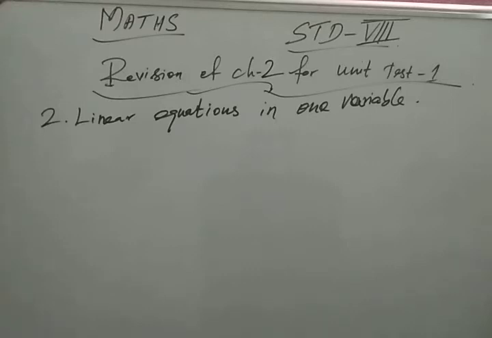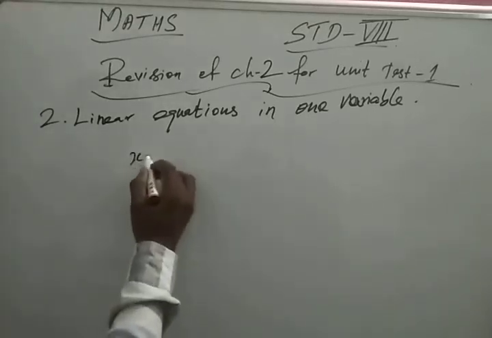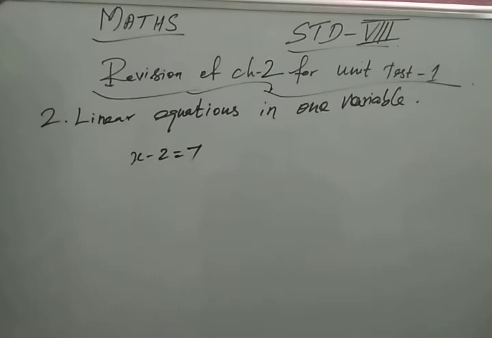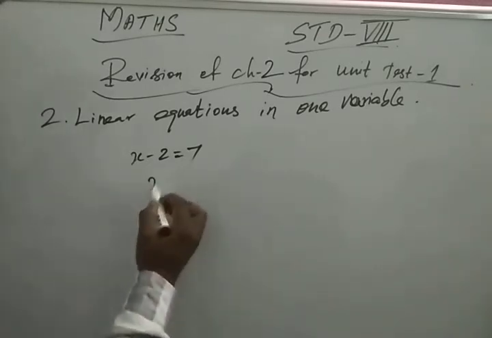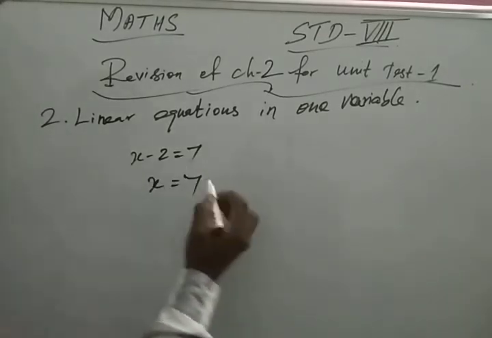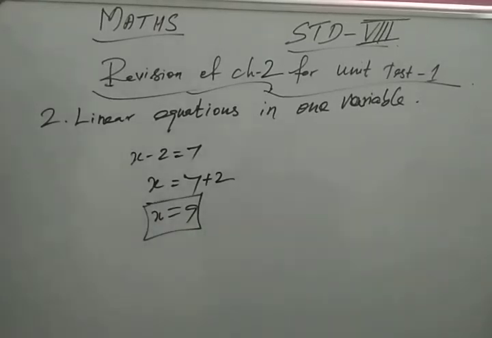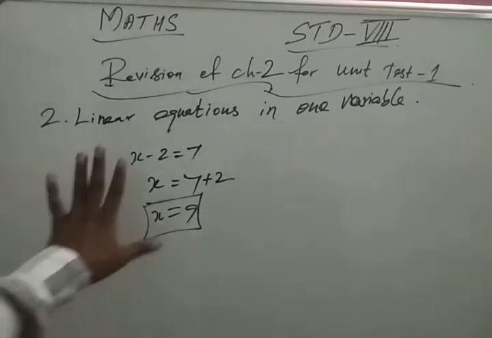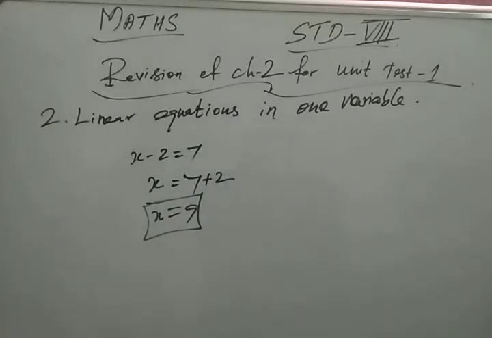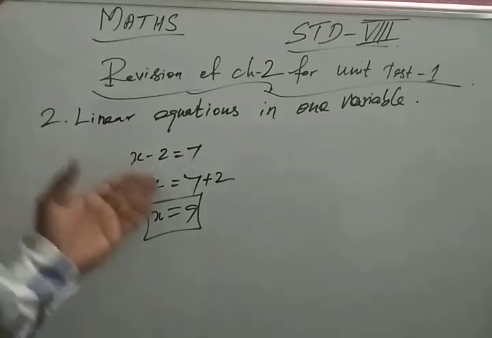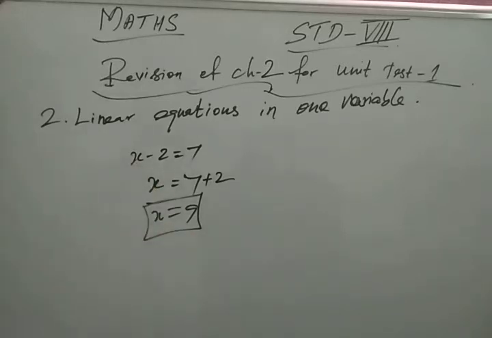If the first one is given as x minus 2 is equal to 7, we have to find the value of x. Then x is equal to 7, and this minus 2 will come as a plus 2. Then x is equal to 9. This is the basic type we are going to solve in this exercise and in this chapter. In the first exercise, the questions are based on this only.